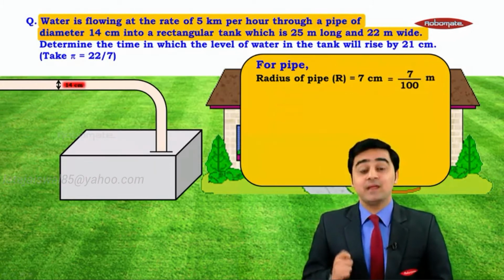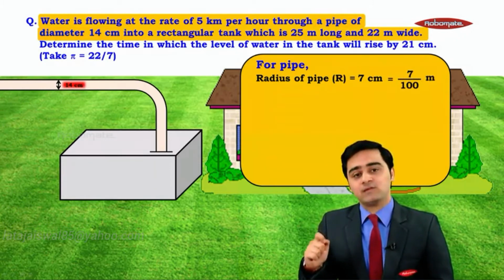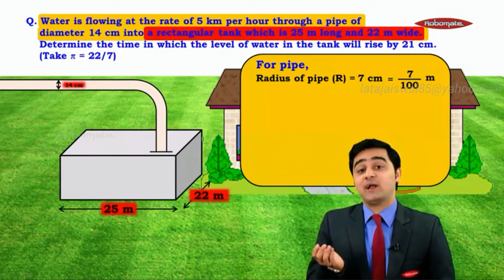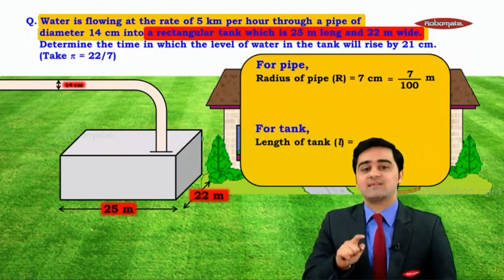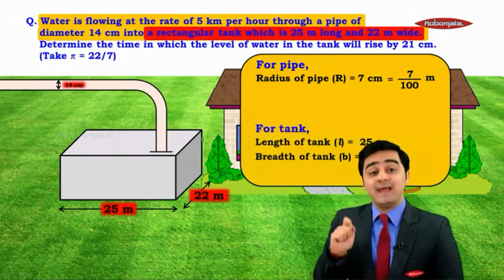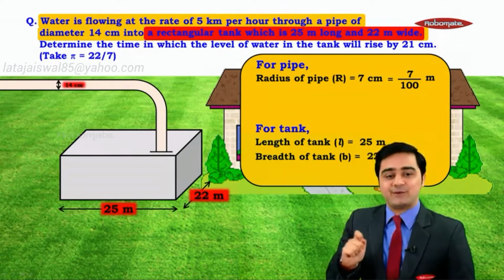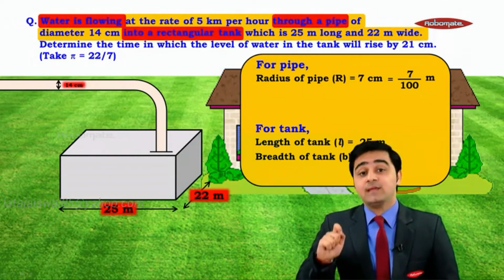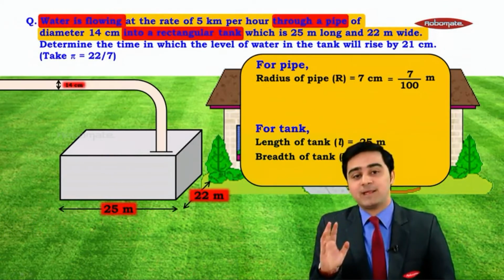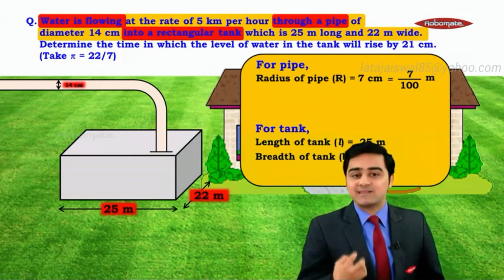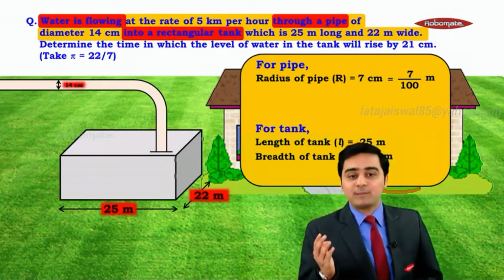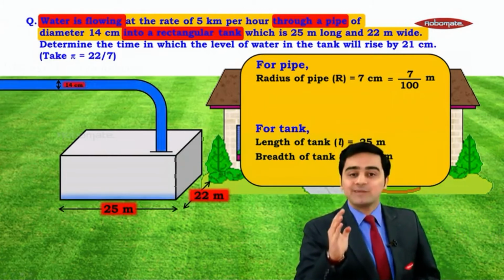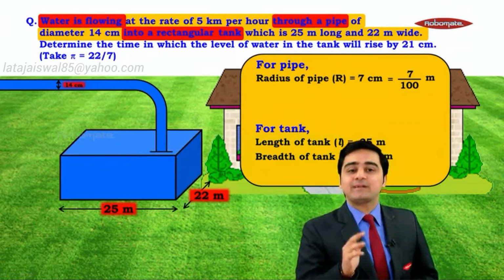Let's proceed further. It says that water is flowing through the cylindrical pipe into a rectangular tank. And the dimensions of the rectangular tank are also given, wherein the length is given as 25 meter and the breadth is given as 22 meters. Let's proceed further. It says that water is flowing through this pipe into the rectangular tank. So now let us understand how the water flows from the pipe into the tank. So observe, this is the flow of water through the cylindrical pipe into the rectangular tank.